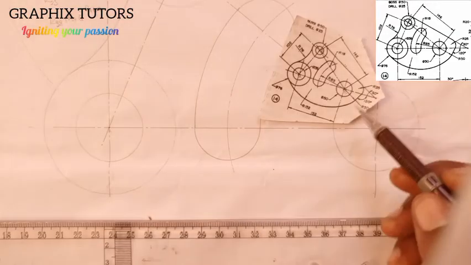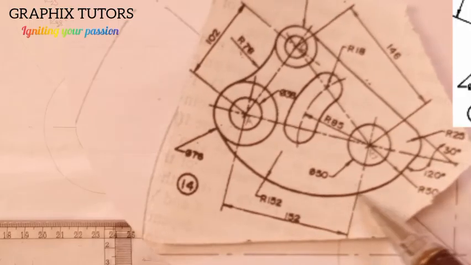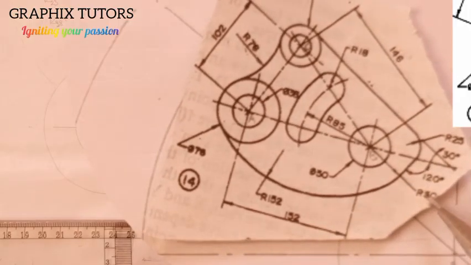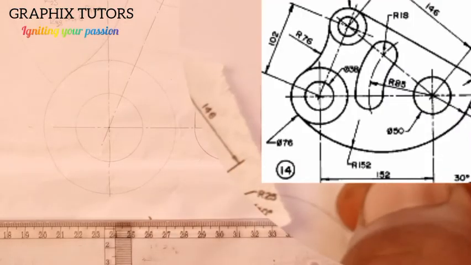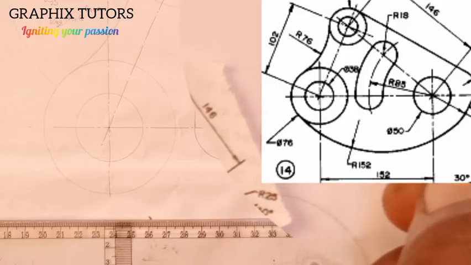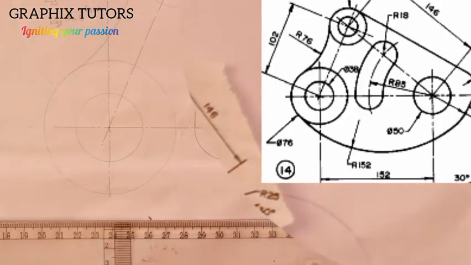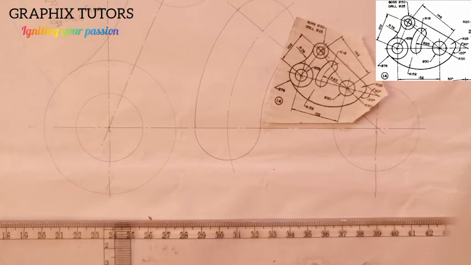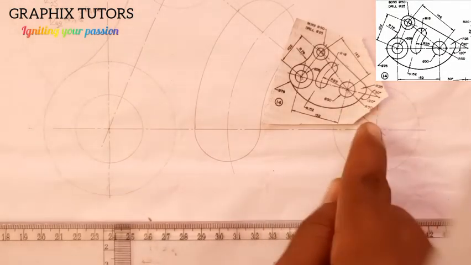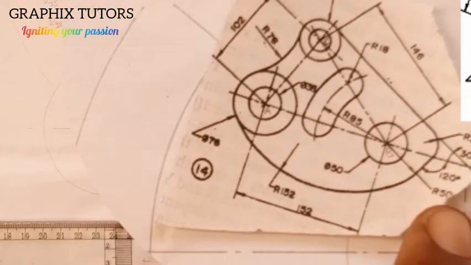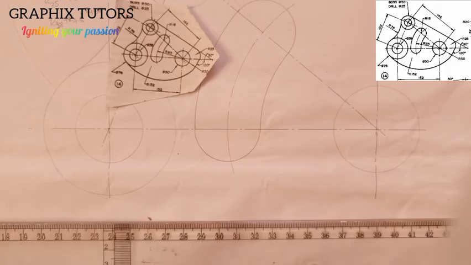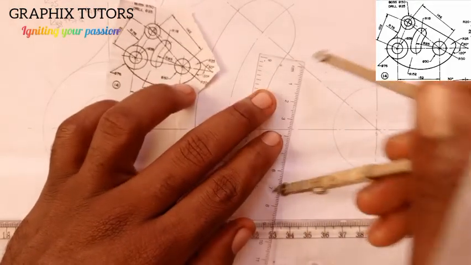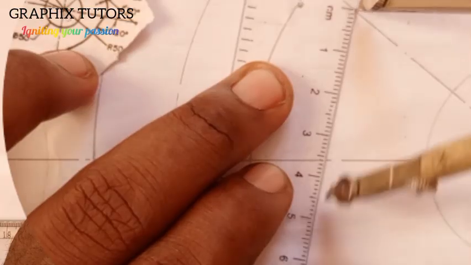Now, for the other one too, the radius is 152 minus. What is the radius of this other circle here? The radius of the other circle is 50, right? So 152 minus R50 will give us 102. Radius 102. So before that, I am going to draw this other circle here, because look at this, it's telling you the radius of that circle is 50. So I'll measure 50 on my meter rule this way. From here to here is 50, right?